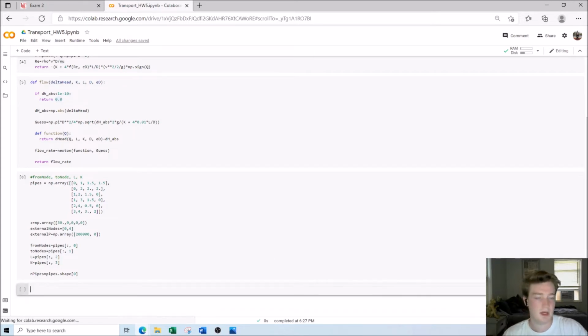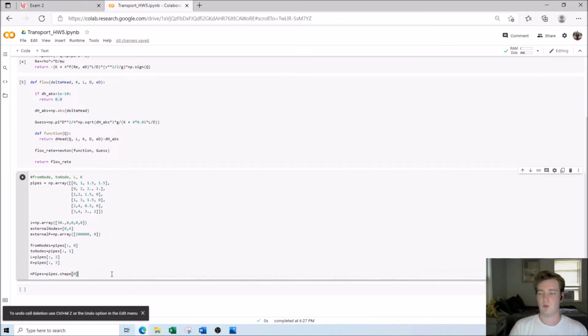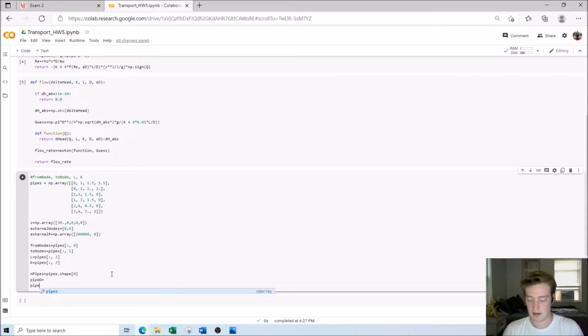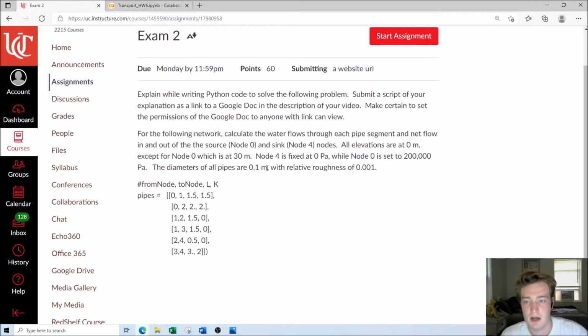Beautiful. Now what we probably want to do as well is find or create lists for the pipe diameters and the pipe relative roughness. So let's do that. So pipe diameter and pipe relative roughness, just like that. What was our pipe diameter? Let's go back over here. The diameter of all pipes is 0.1 meters.